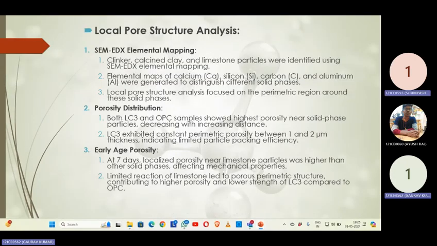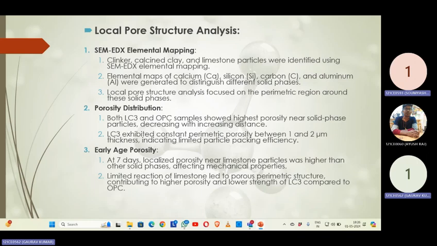Now let's talk about the local pore structure analysis. So first is SEM EDX elemental mapping. Clinker, calcined clay, and limestone particles were identified using SEM EDX elemental mapping. Elemental maps of calcium, silicon, carbon, and aluminum were generated to distinguish different solid phases. Local pore structure analysis focused on the perimetric regions around these solid phases.